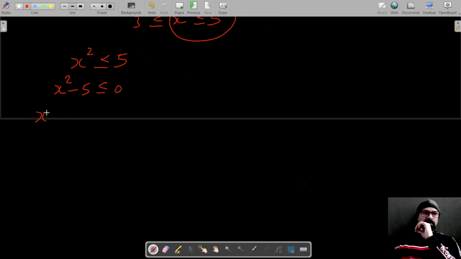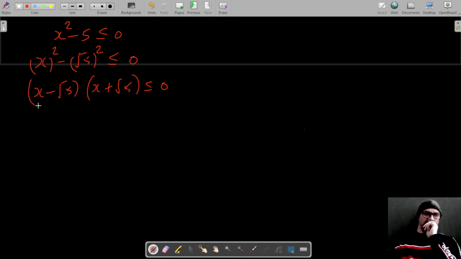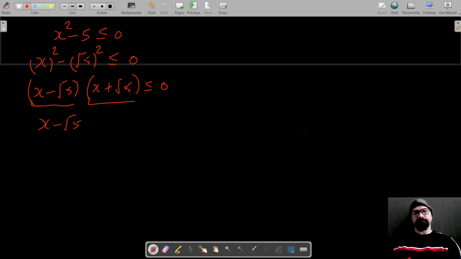And I can write it as a square minus b square, so this is less than or equal to 0. So that means x minus root 5 into x plus root 5 is less than or equal to 0. And for this to be less than or equal to 0, one of them should be positive and one should be negative. So I'm going to consider this as less than or equal to 0.